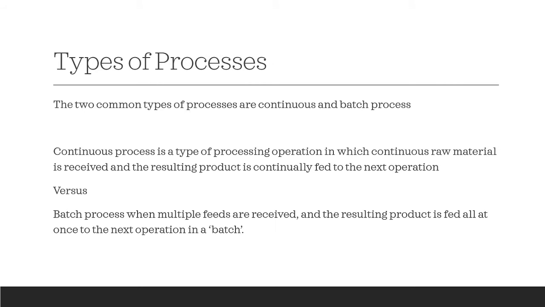Two common types of processes are continuous and batch processes. A continuous process is a type of processing operation in which continuous raw material is received and the resulting product is continually fed to the next operation. A batch process is when multiple feeds are received and the resulting product is fed all at once through the next operation in a batch.